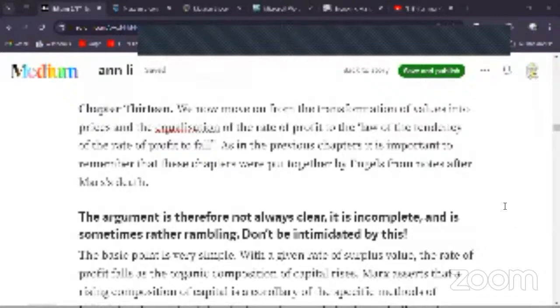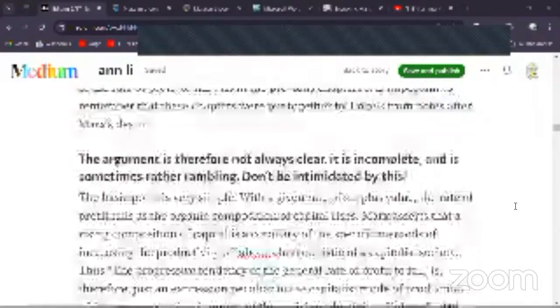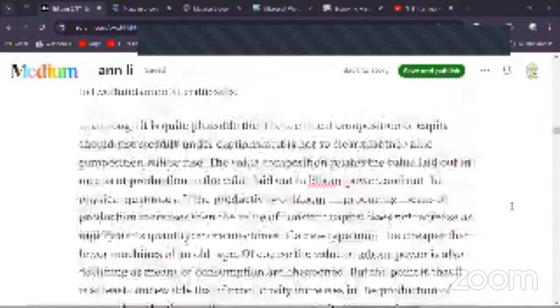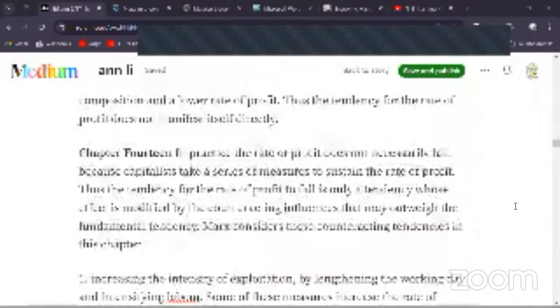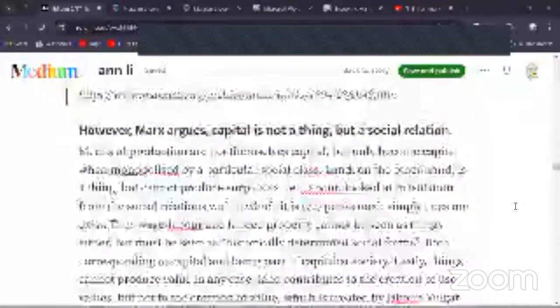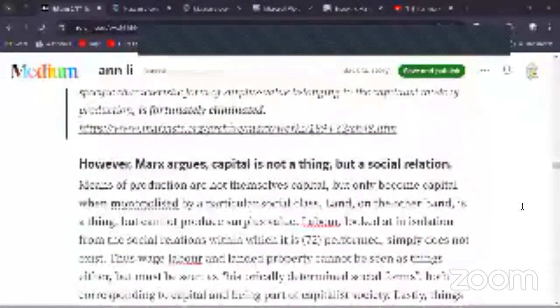But this was before computers, so it's even worse. So anyway, I think I'm going to stop soon. Let me say: capital is not a thing but a social relation. It's always been not a thing and is always a social relation. You should always kind of remember that.